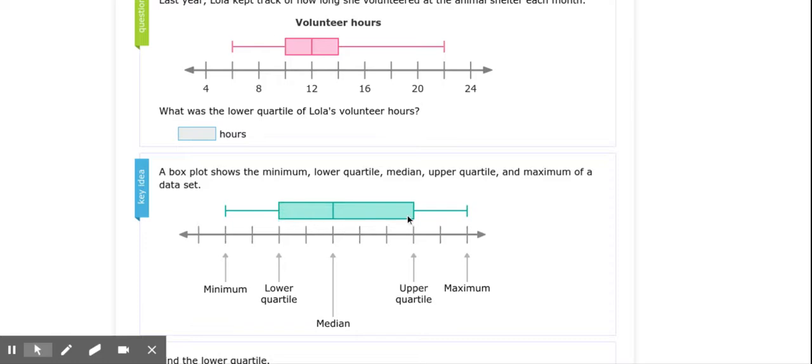In the middle, we have this box. The left-hand side of the box is the lower quartile. This line right here in the box is the median. The right-hand side of the box represents the upper quartile. And this whisker on the right represents the maximum.